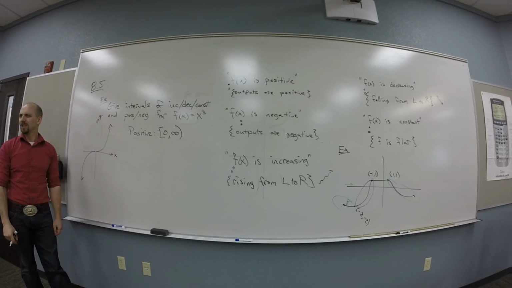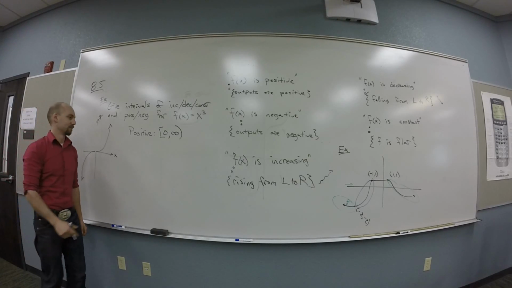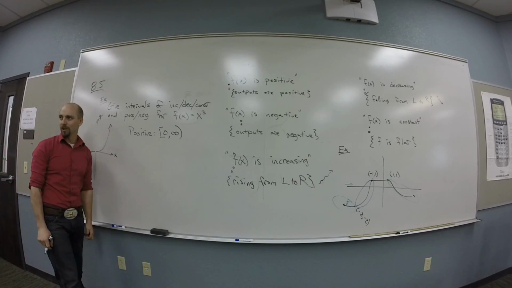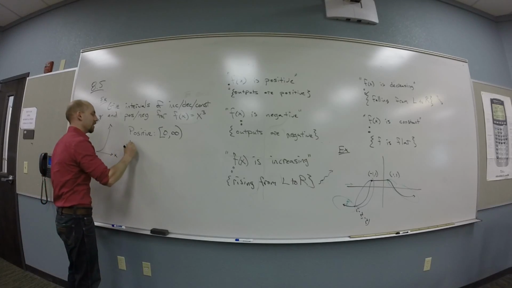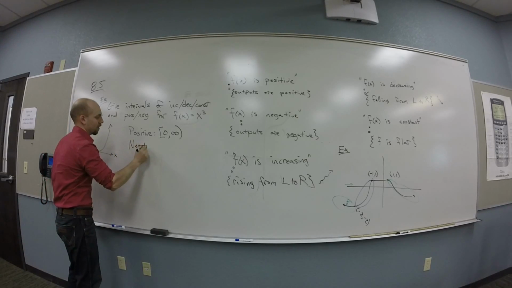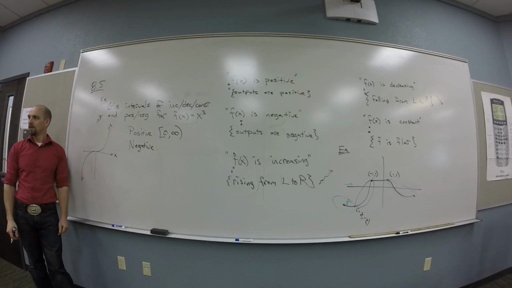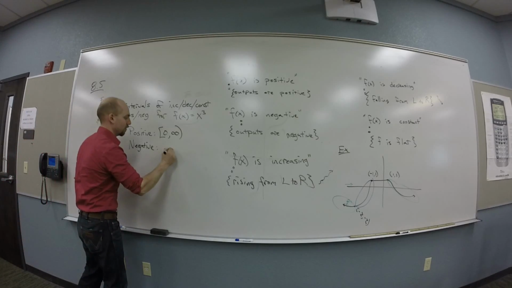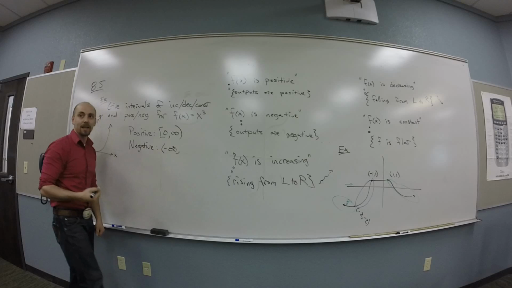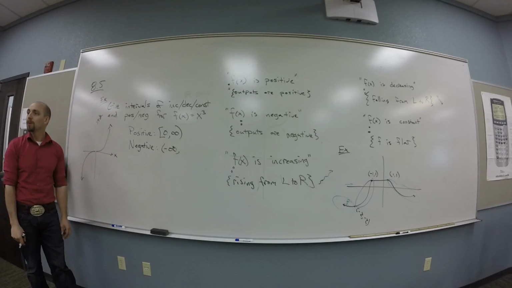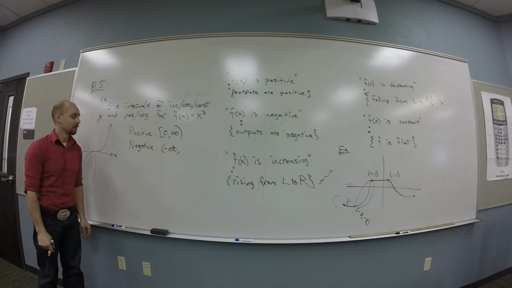Why did I include 0? Still positive. Yeah, I don't know. This depends on your definition of positive. We can include 0 in the positive numbers. How about negative? Negative infinity to 0? Right, if I'm going to get a negative number out of the cubing function, I better put a negative number in.